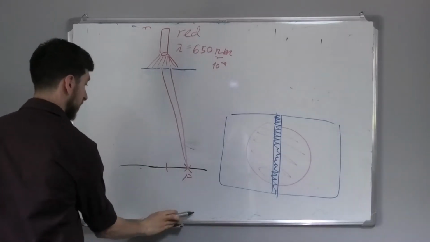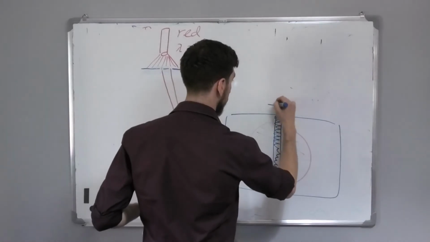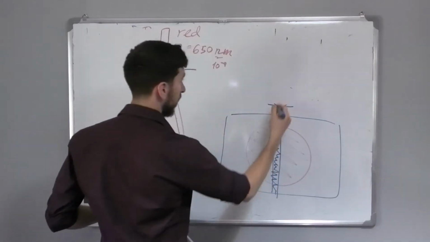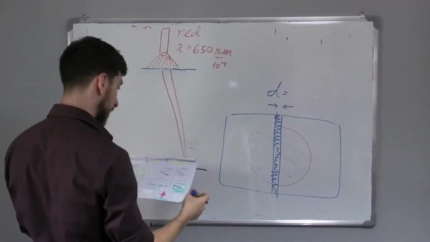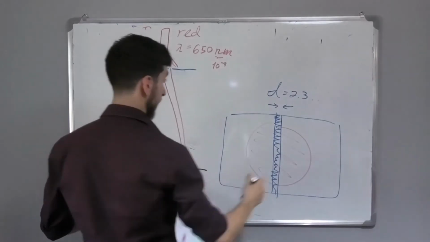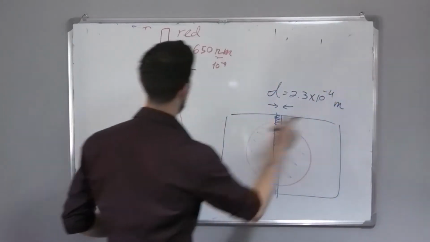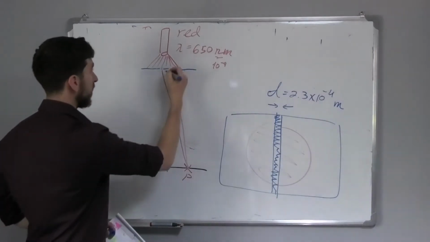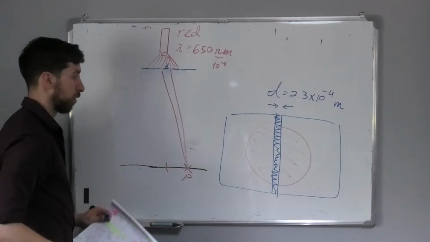Okay, and what is the length of this? The length of this is called D. This distance, from here to here, it's D, and I measure my D. My D is actually 2.3 times 10 to the minus 4 meters. That's what I have for D. This one here is D, this line, okay? The distance between the two slits.